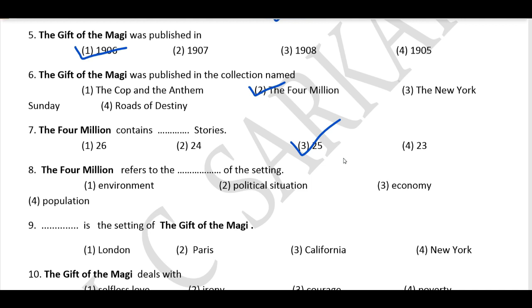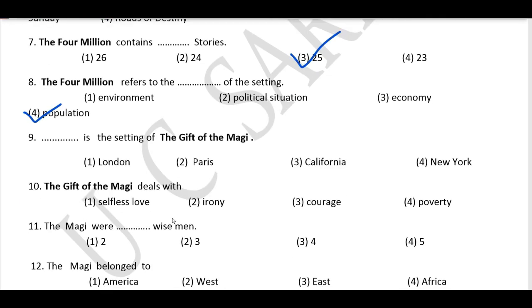Then number 8, the 4 million refers to the dash of the setting. Actually, the title 4 million suggests the contemporary population of the New York City. So, the correct answer is 4, that is population. Clear? Then number 9. Dash is the setting of The Gift of the Magi. You know, it's an American short story by O. Henry and the setting is the New York City. Okay. So, the setting is New York.